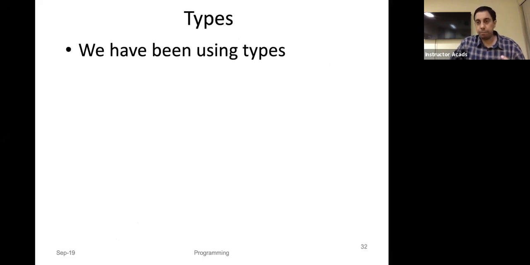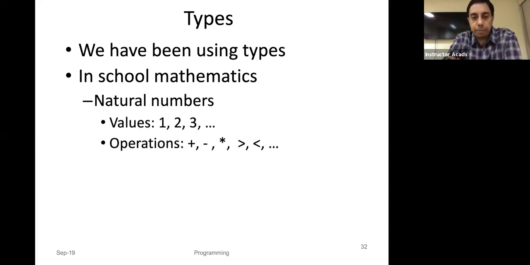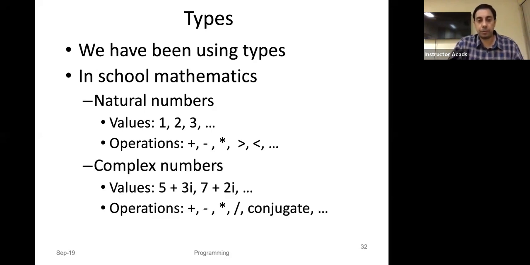We have been using a few types in the program so far, and you should be familiar with the notion of a type from school mathematics. We normally see natural numbers, which take values 1, 2, 3, and so on. They support operations like addition, subtraction, multiplication, division, and comparison, like greater than, less than, and so on. These are operations that you can do on the type of natural numbers.